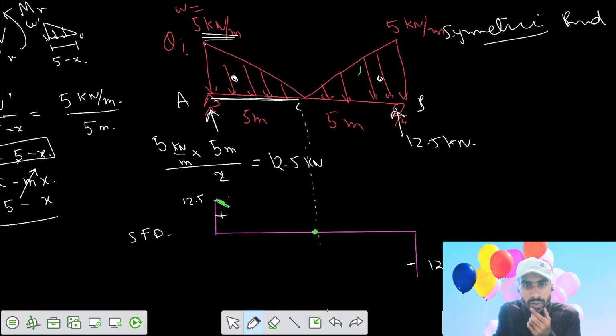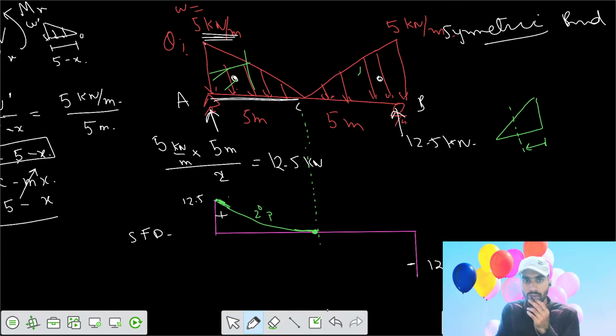Here the slope has to be 0. Say the slope has to be 0 here. Then we join the two by a 2-degree curve, parabolic variation. And for this part, if you cut the section from support B, you would get the value similar to what we got in this region. Then since the loading is symmetric, we can get the values similar to what we got in this region.